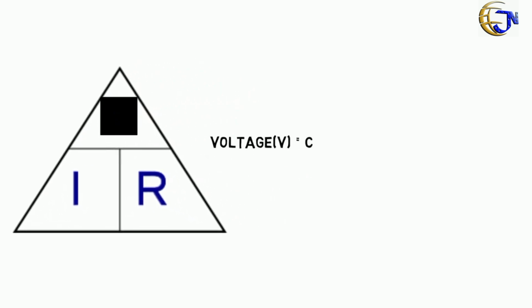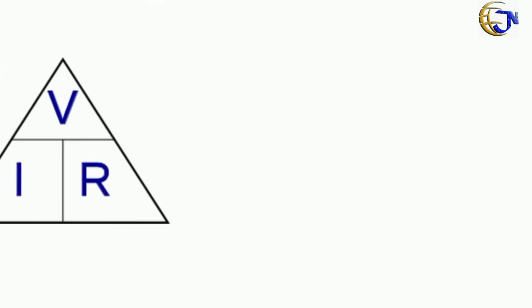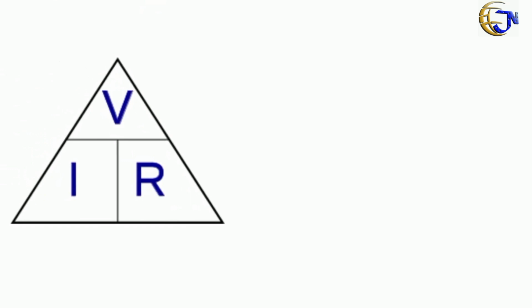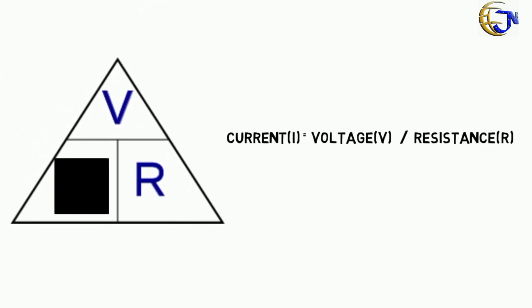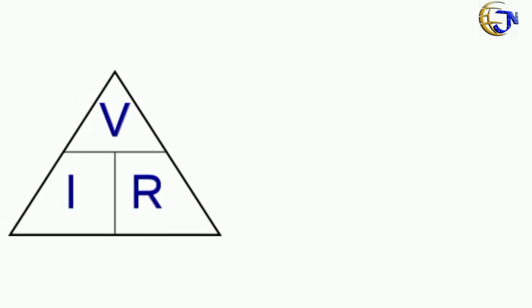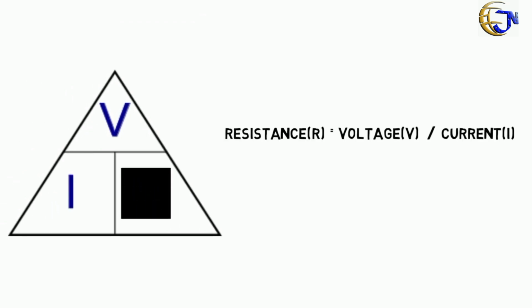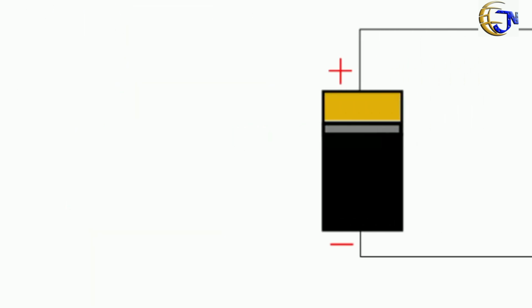If we are looking for V, then V will be I times R. Remember, the vertical line is for multiplication. And if we are looking for I, it will be V over R. And then if we are looking for the resistance R, you cover the R, then you have V all over I. So with this, you easily remember.